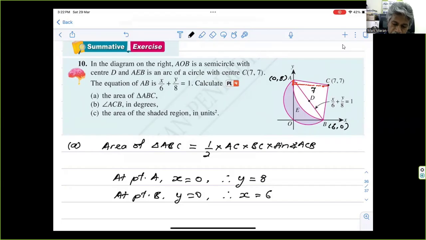And the vertical distance from here to here, because this point is in parallel with this point. Okay, therefore, at this point, you have coordinate 0, 7. So this is 8, this is 7. 8 minus 7 will give you 1. So this height will be 1.